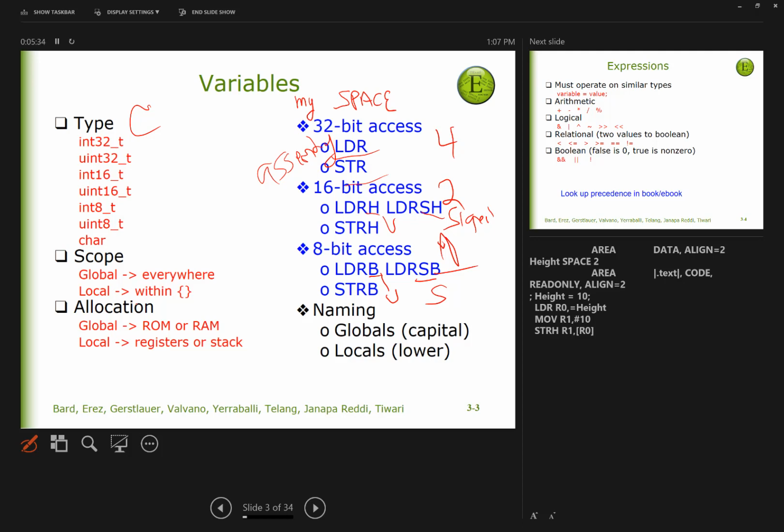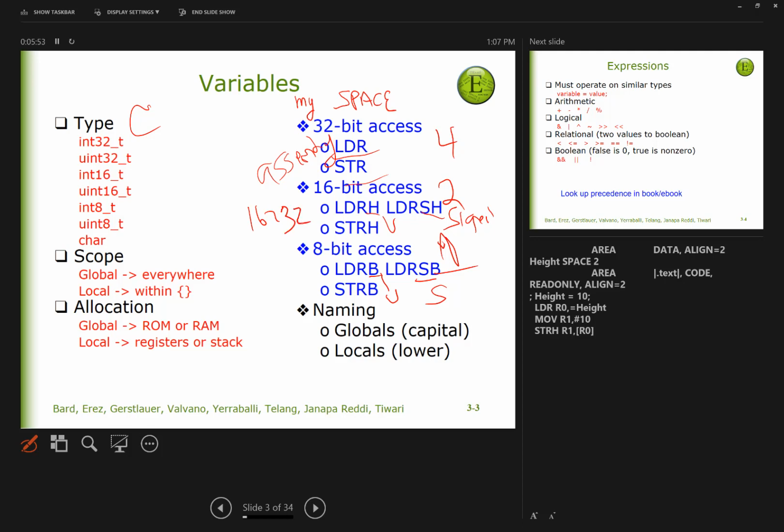Is there no STR/SH? The reason why there's no SH is because when I load a little number into a big register, a 16-bit into a 32-bit, the question becomes, what do I do with the extra bits?